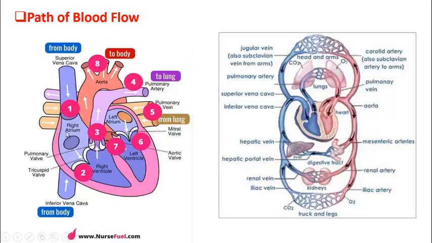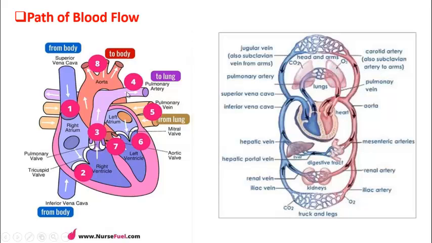So, the right atrium now contains deoxygenated blood. This blood is passed into the right ventricle via the tricuspid valve. So, this is the gate, right? Now, the blood is in the right ventricle. From the right ventricle, there is a blood vessel, the pulmonary artery. So, blood is pushed into the pulmonary artery to the lungs.